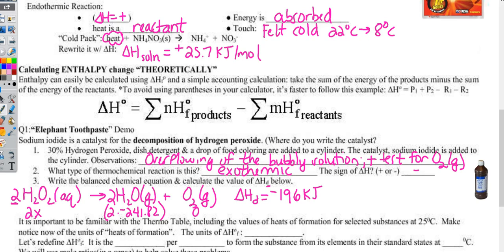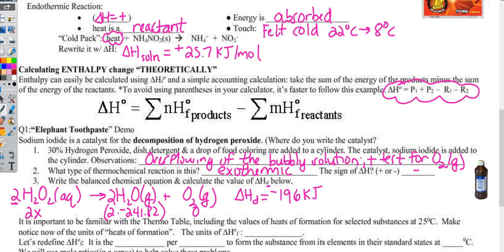Okay, so using this whole idea here that delta H is equal to my products minus reactants, I'm going to end up solving for it this way. I think it's a lot easier than doing the sum of using the parentheses. Then I can ignore using all of that.